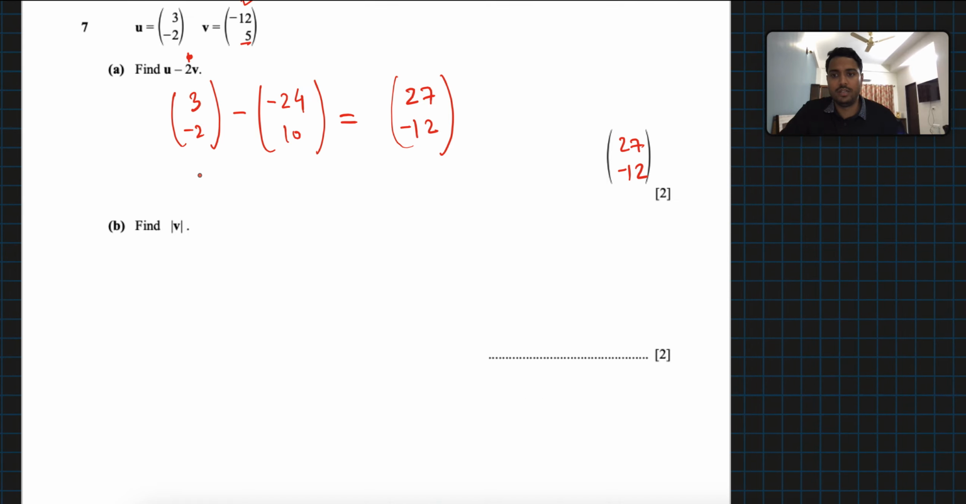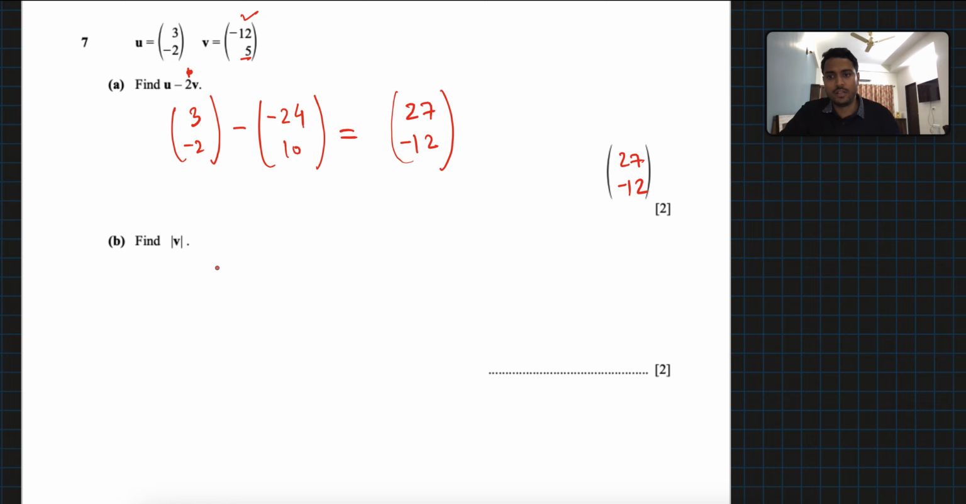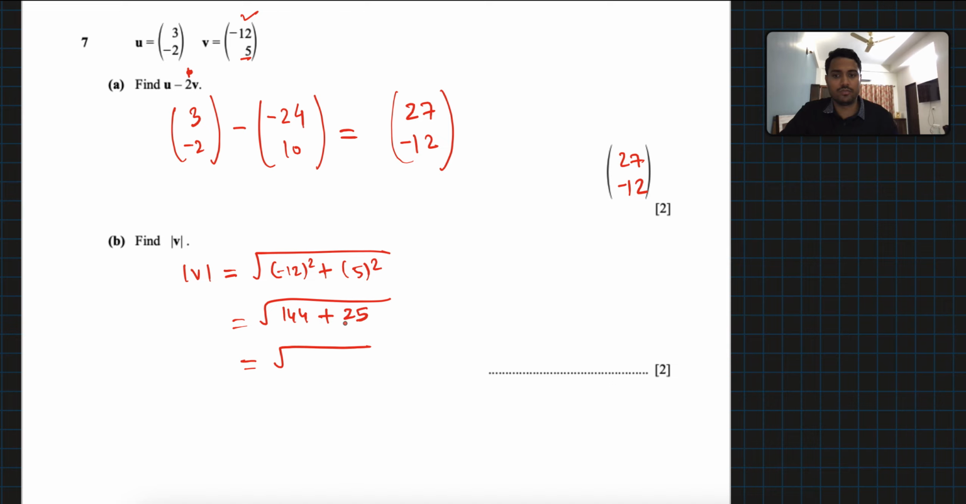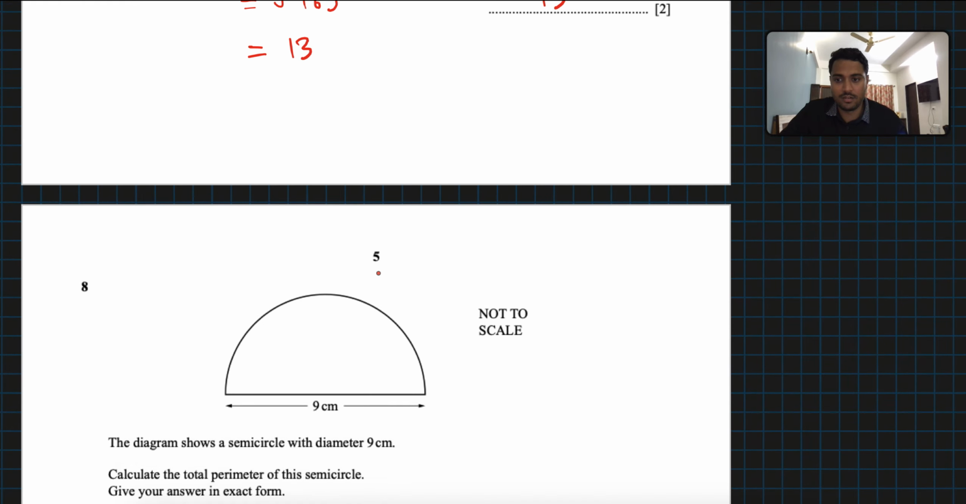We have part B, where we have to find the modulus of v. The modulus of a vector is the square root of the x component squared plus the y component squared. v is (-12, 5), so minus 12 the whole squared plus 5 the whole squared. This is going to be the square root of 144 plus 25, since 12 squared is 144 and 5 squared is 25. The sum of 144 and 25 is 169, whose root is 13. So the answer is 13. That's the answer for question number 7 part B. Moving on, question number 8.